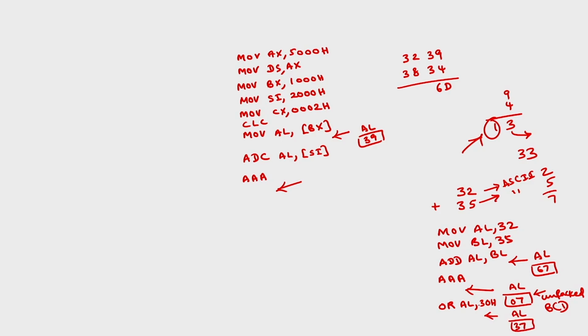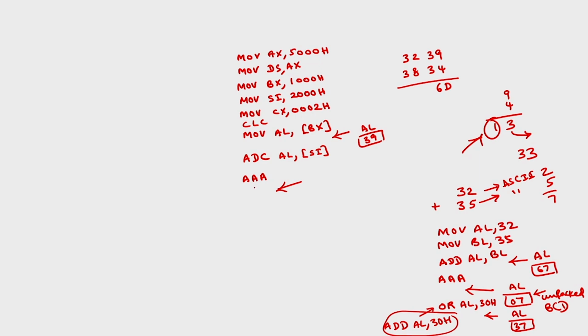0 if OR with 3, you will get 3 itself. 0 if you OR with 7, you will get 7. Or instead of this you can write add AL comma 30H. You can write any one of these instructions.